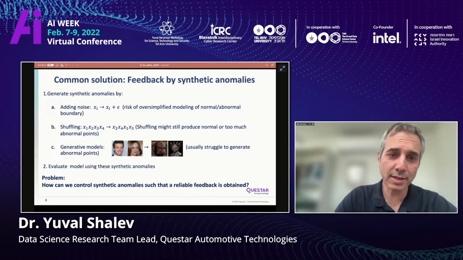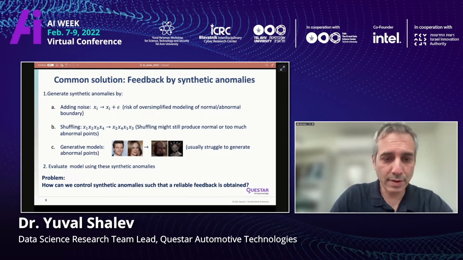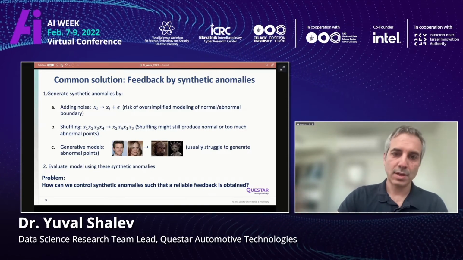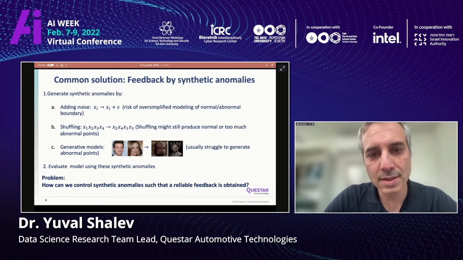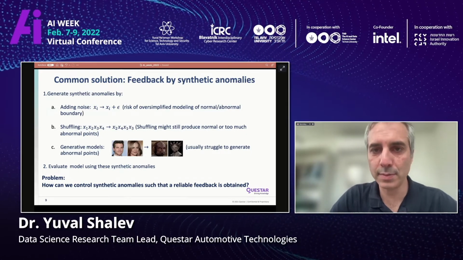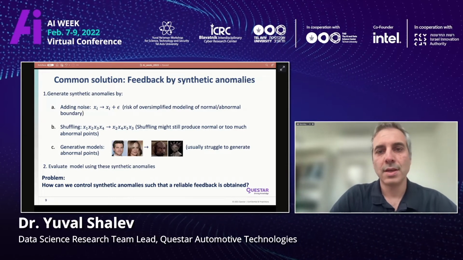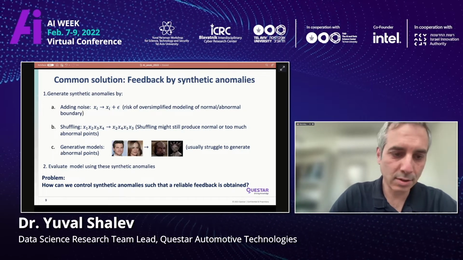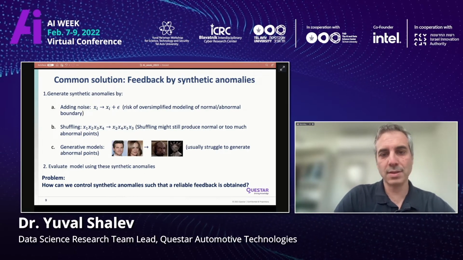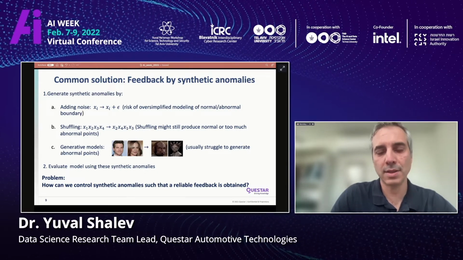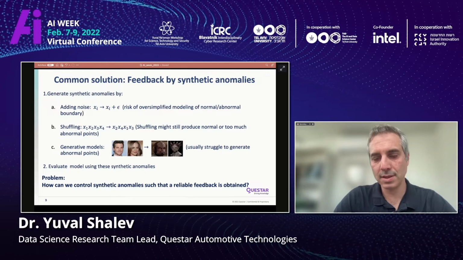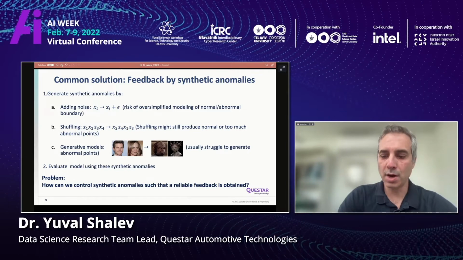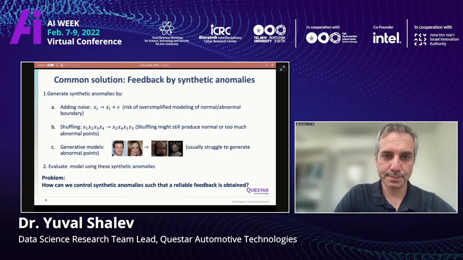And then after we generate these synthetic anomalies, we evaluate a model. So we can apply some cross-validation scheme with normal data and these synthetic anomalies, hopefully to get reliable feedback regarding our performance, the model M performance as an anomaly detector. But as I said, the problem is that we don't really know how to calibrate these anomalies in a way that we can rely on them as good feedback for our anomaly detection models.